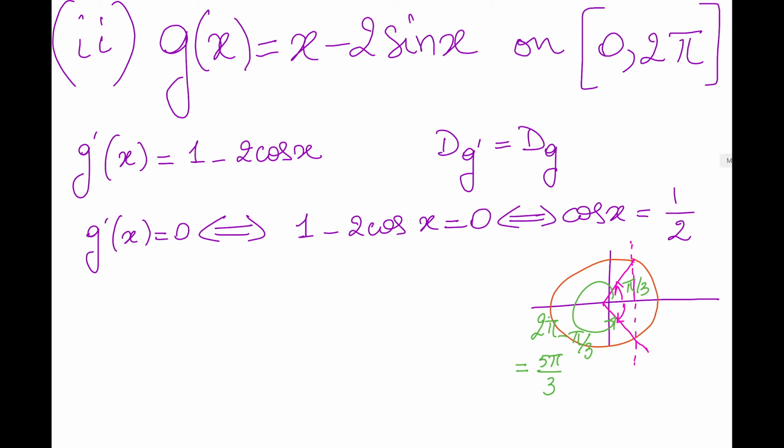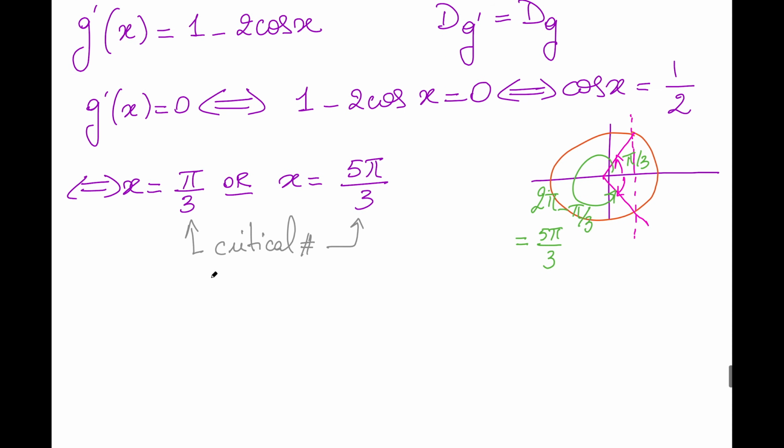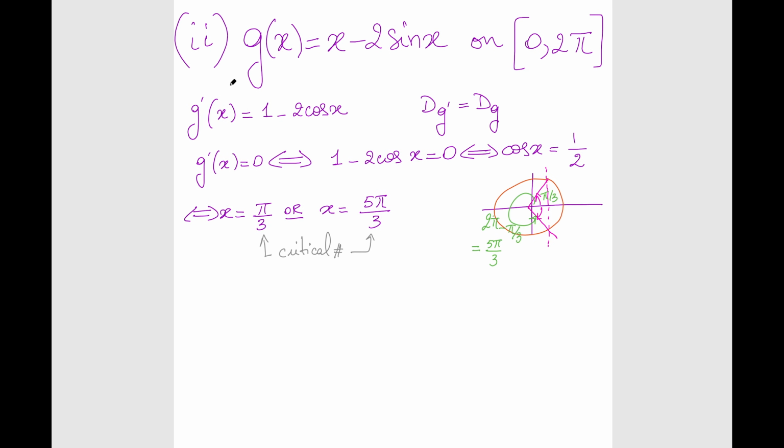So this is then the same as saying that x is pi over 3 or x is 5 pi over 3. So these are the critical numbers of that function g. So I need to evaluate the function at those critical numbers. So let's plug them into g.